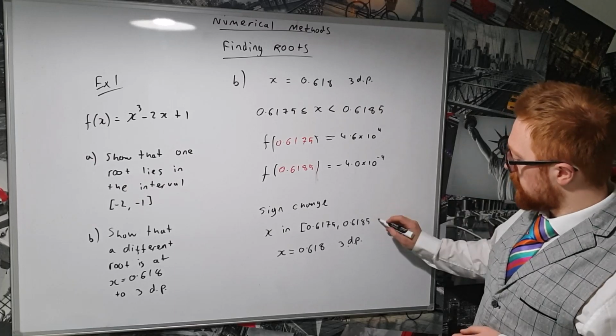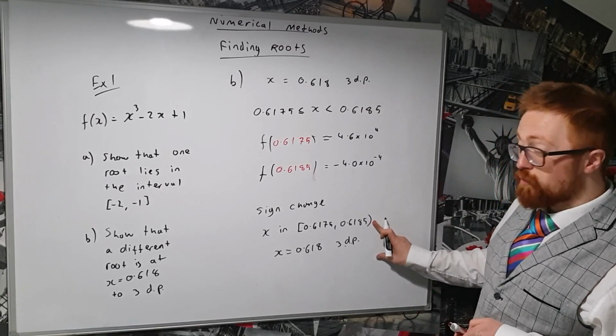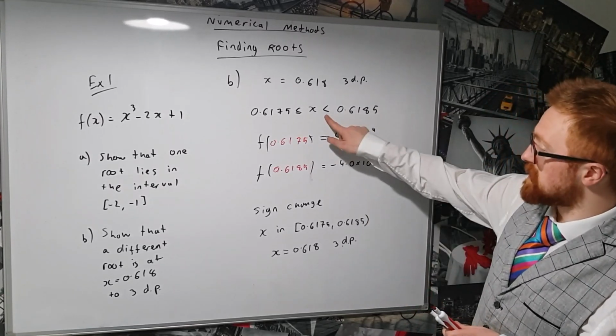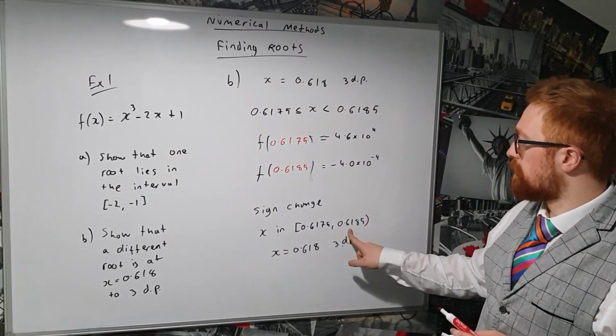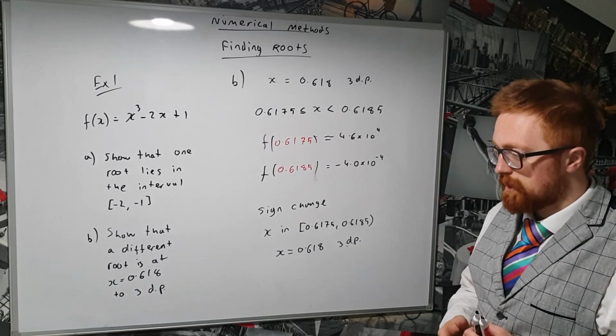Just a little bit of notation here. I'm going to use a rounded bracket there just because this is a strict inequality, and this rounded bracket means that it can't be equal to 0.618. Brilliant.